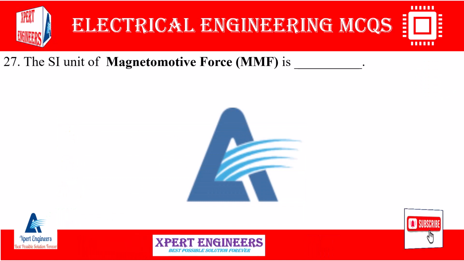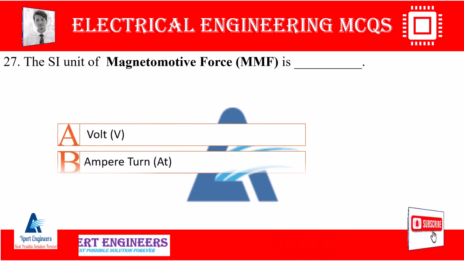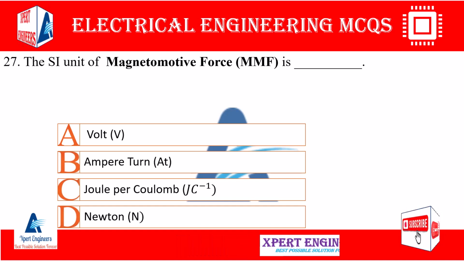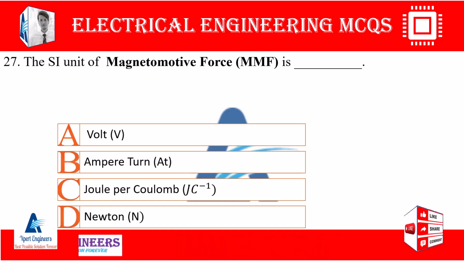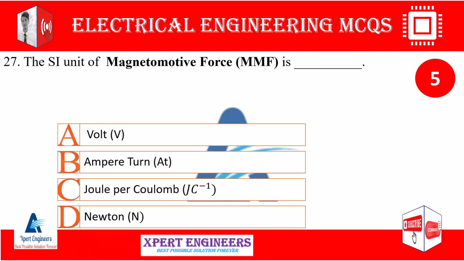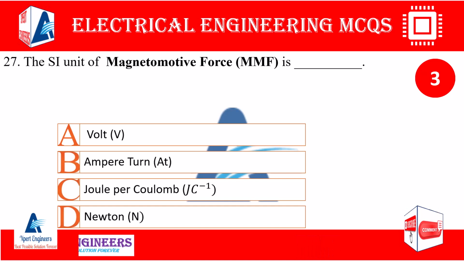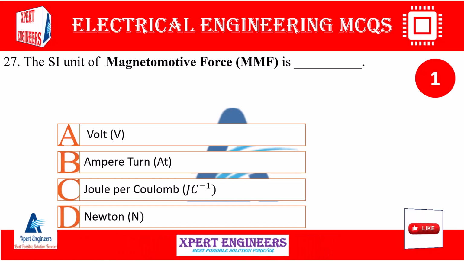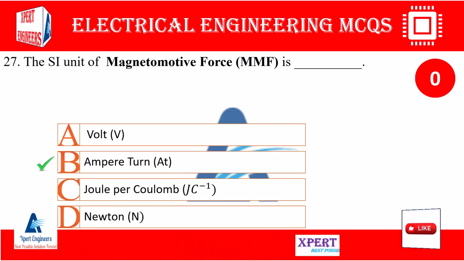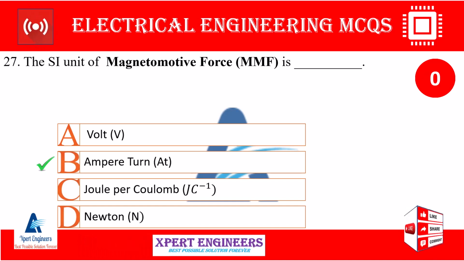The SI unit of magnetomotive force, means MMF, is dash. A, volt, B, ampere turn, C, joule per coulomb, and D, Newton. The correct option is B, ampere turn. The SI unit of magnetomotive force, means MMF, is ampere turn.